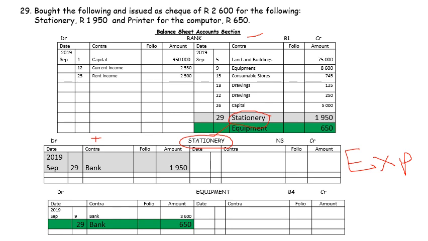Then the printer is equipment. We just find a different color pen. Equipment we also bought on the 29th. If you buy, money in the bank will decrease, but now you need to write in the equipment account. Equipment is an asset, increases on the debit side. You bought equipment. So on the debit side of equipment, on the 29th, you will write bank and the amount. Double entry principle for both of these transactions, of these purchases, has been applied. Look there. You will credit bank and debit stationery and credit bank and debit equipment.